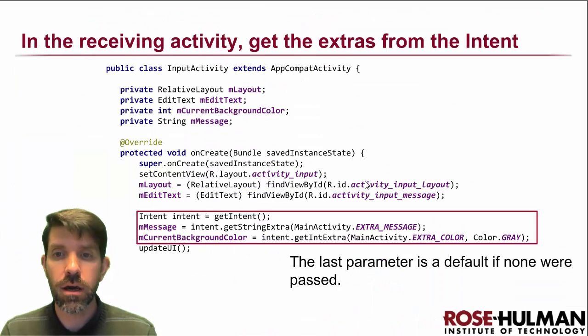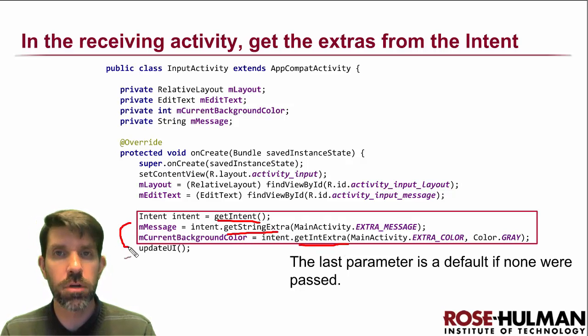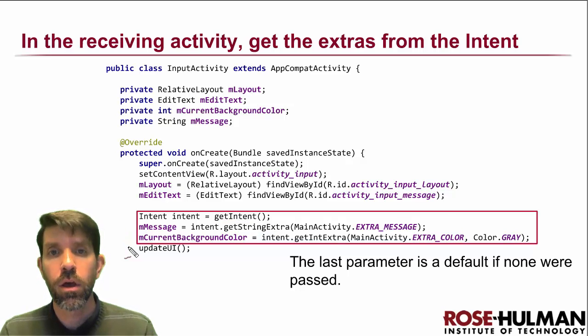So let me get the slides caught up. So we see just what we had done here, which was on the receiving, the input activity. We had gone ahead and we had called get intent, and then got the extras out of that, and then just use them to set my fields. Right? So no big deal.